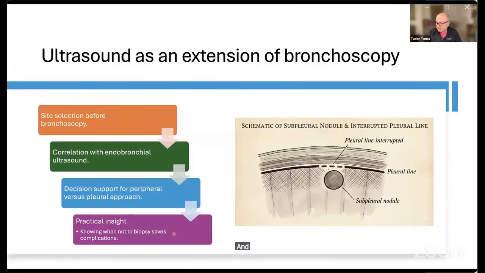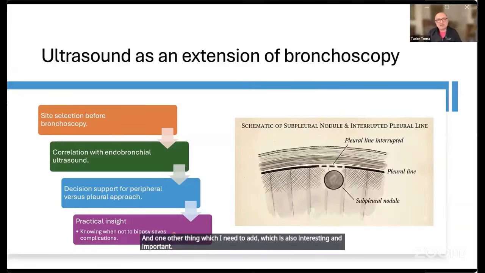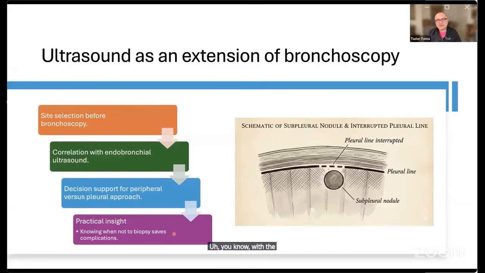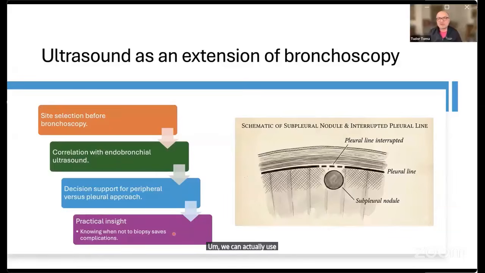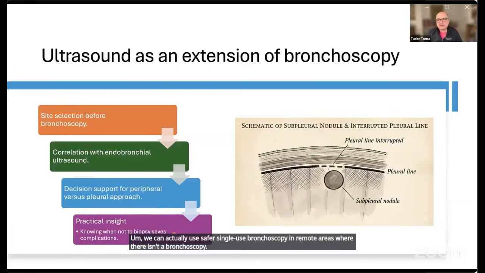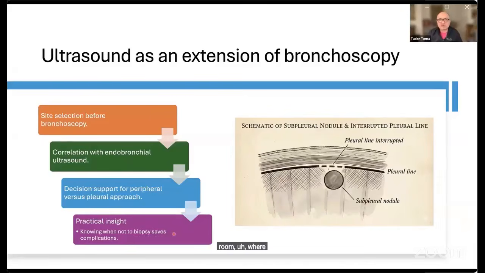And one other thing which I need to add, which is also interesting and important: with the advantage of having now more and more the use of single-use bronchoscopy systems, we can actually use safer single-use bronchoscopy in remote areas where there isn't a bronchoscopy room, where we don't have access to radiology after a procedure, if we have a pocket ultrasound with us.